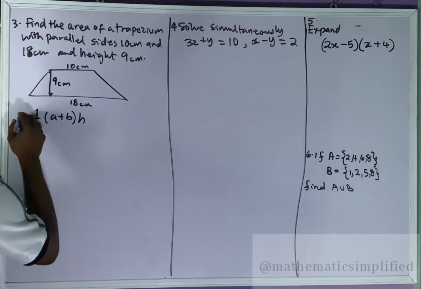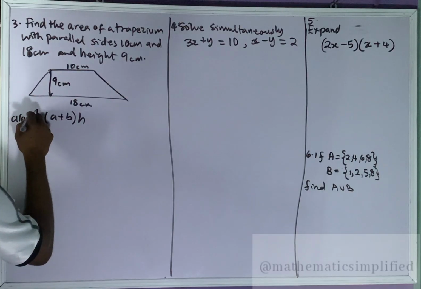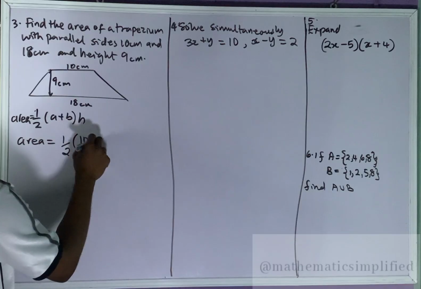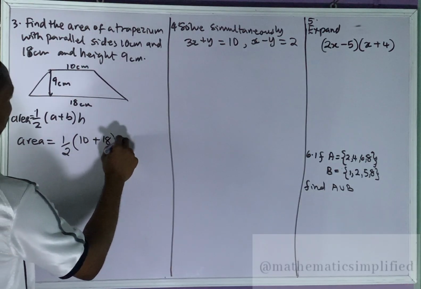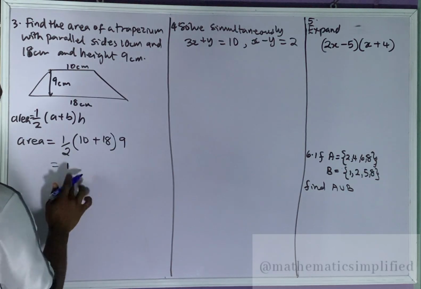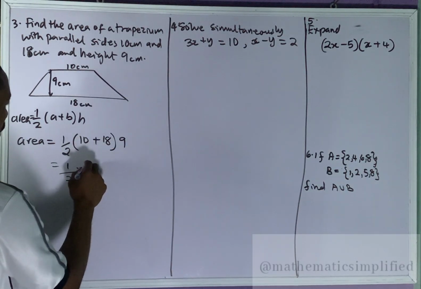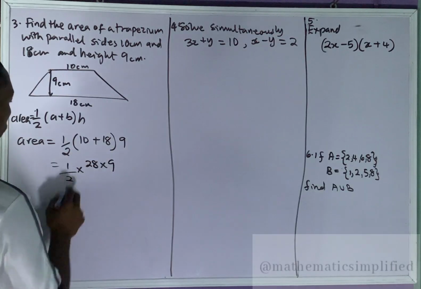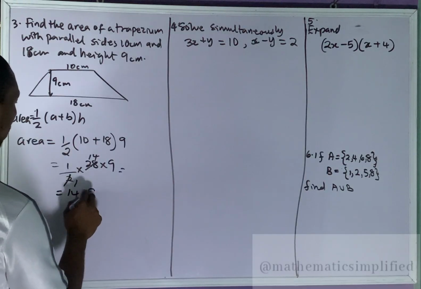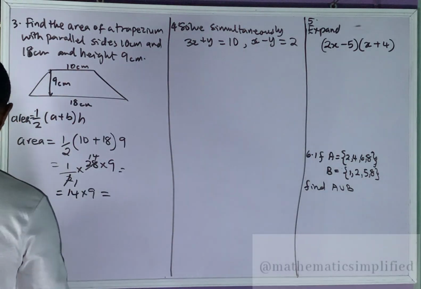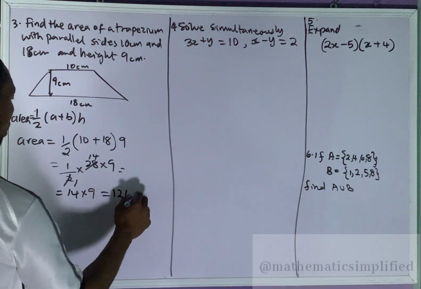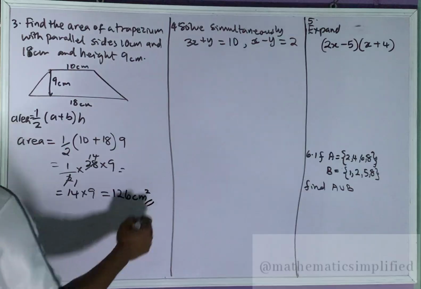So this gives us area. Area will be 1 over 2 times (10 plus 18) times 9. Alright, so 10 plus 18 gives us 28, so 1 over 2 times 28 times 9. 2 here, 1, 2 into 28 is 14. So this gives us 14 times 9. Alright, 14 times 9 will give us 126 centimeter square as our area.